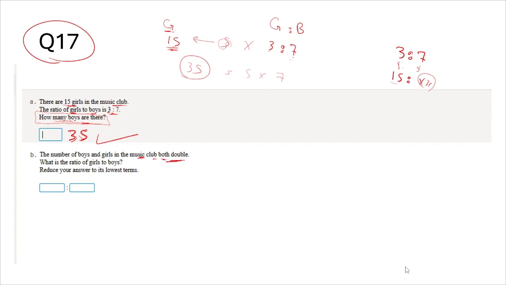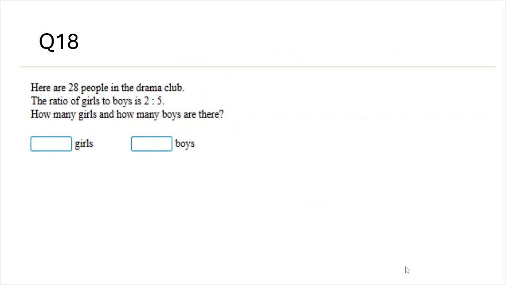That means if I have 15 to 35 and I double them, it will be 30 to 70, right? What is the ratio of girls to boys? It says to reduce your answer to its lowest terms. So dividing by 10, 30 becomes 3 and 70 becomes 7. So it is 3 to 7. Okay?